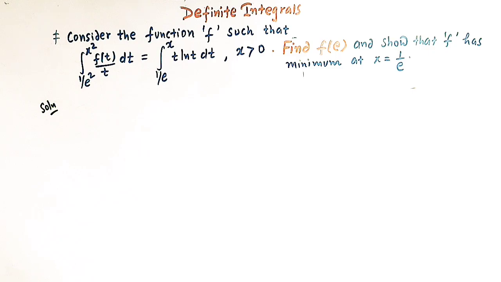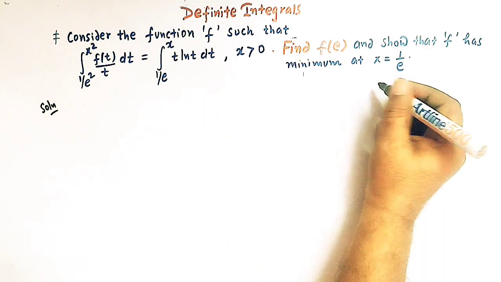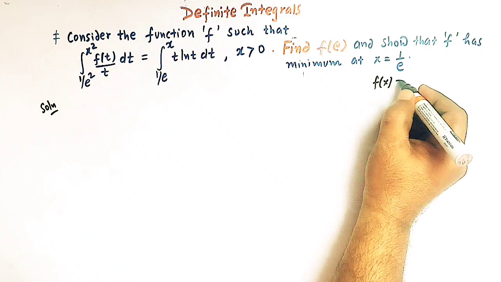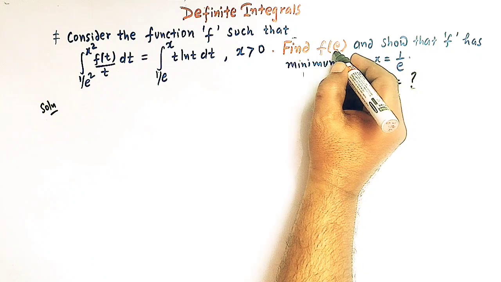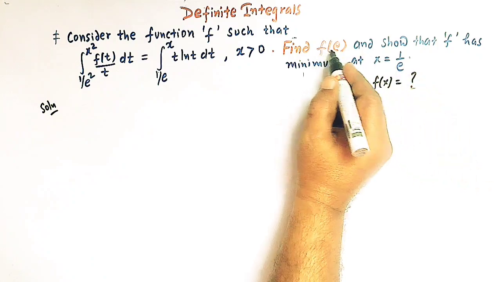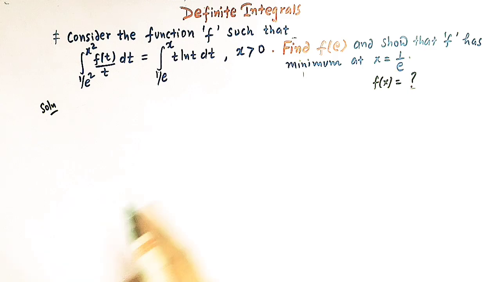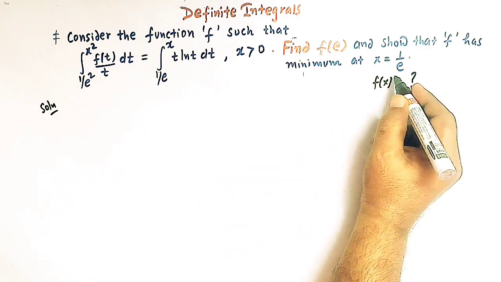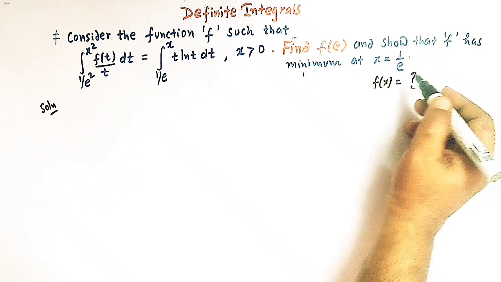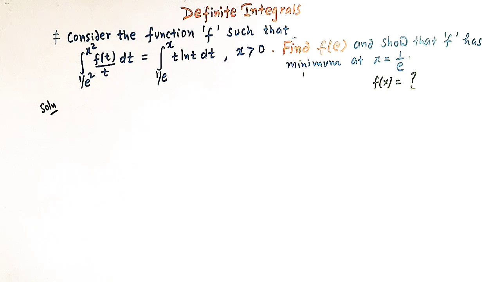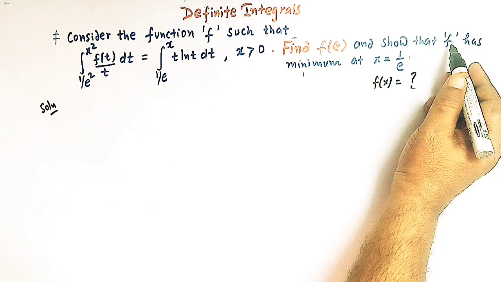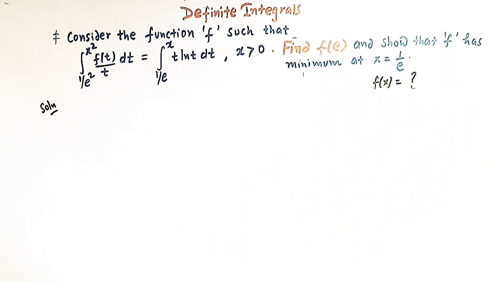So here our prime objective is to find out the form of the function, that is f of x, right? So once we get f of x, we can easily find out the value of f of e, where e is the exponential number, by taking x is equal to e in f of x, and then using the function f of x and using the concept of second derivative test for maxima and minima, we can show that the function f of x has a minimum at x is equal to 1 over e.